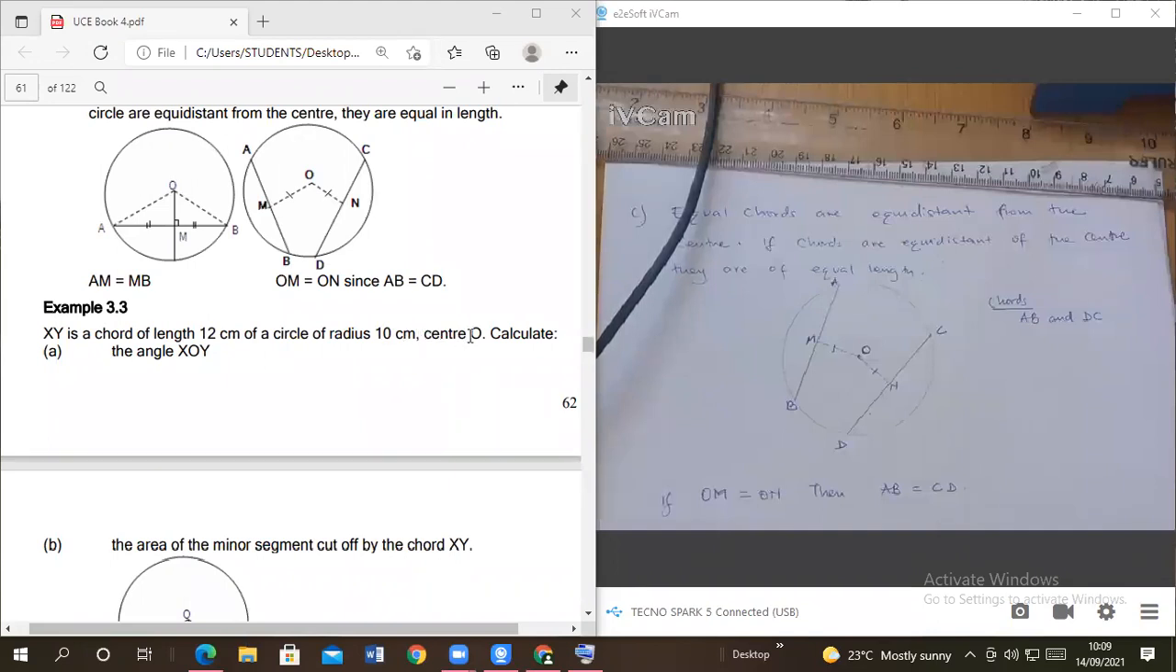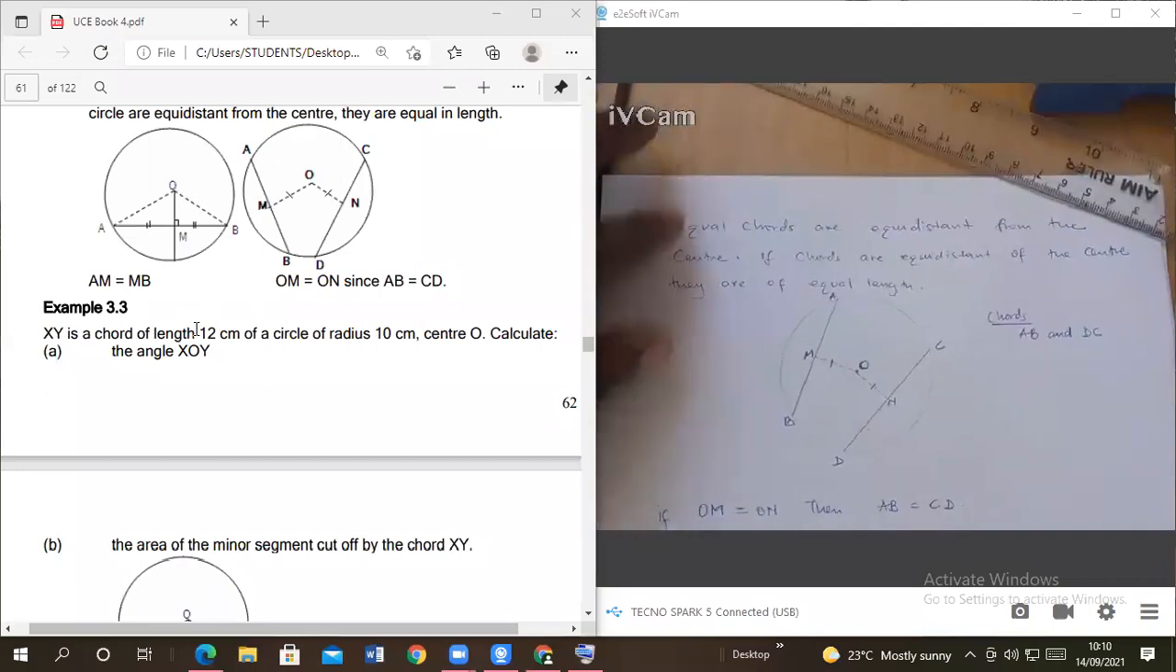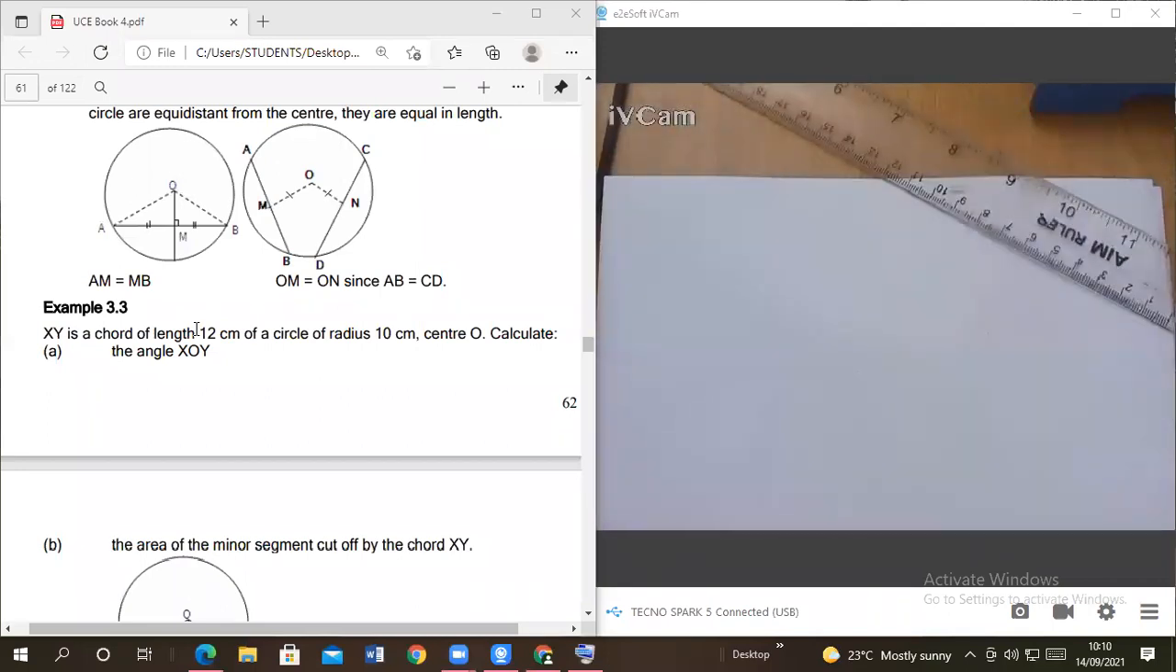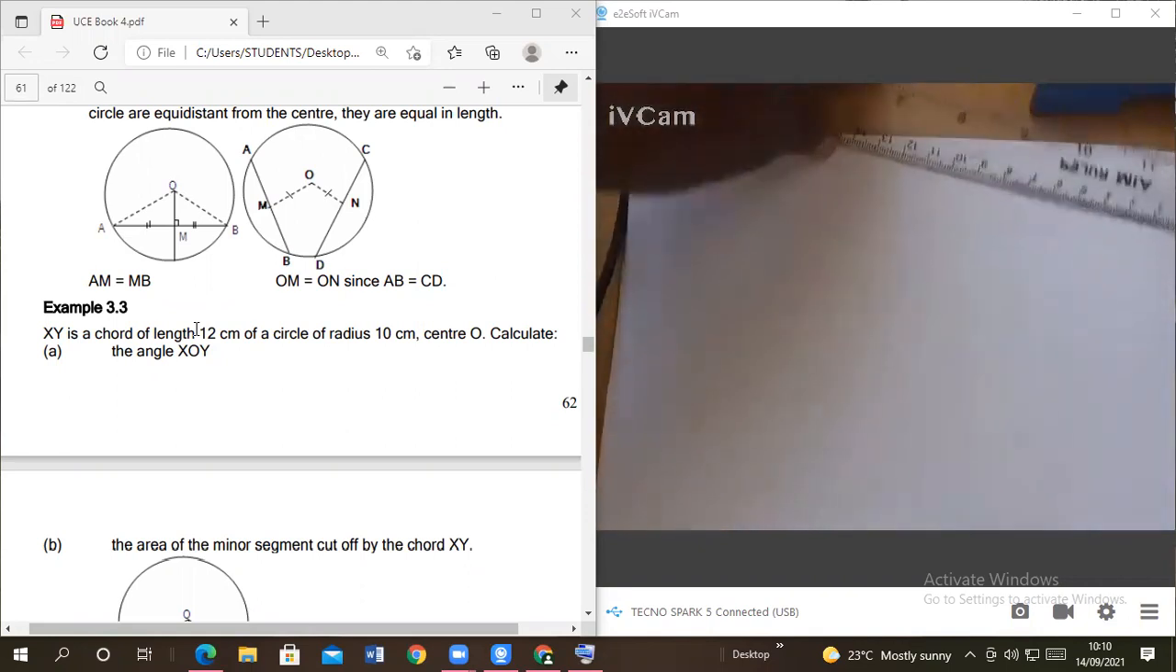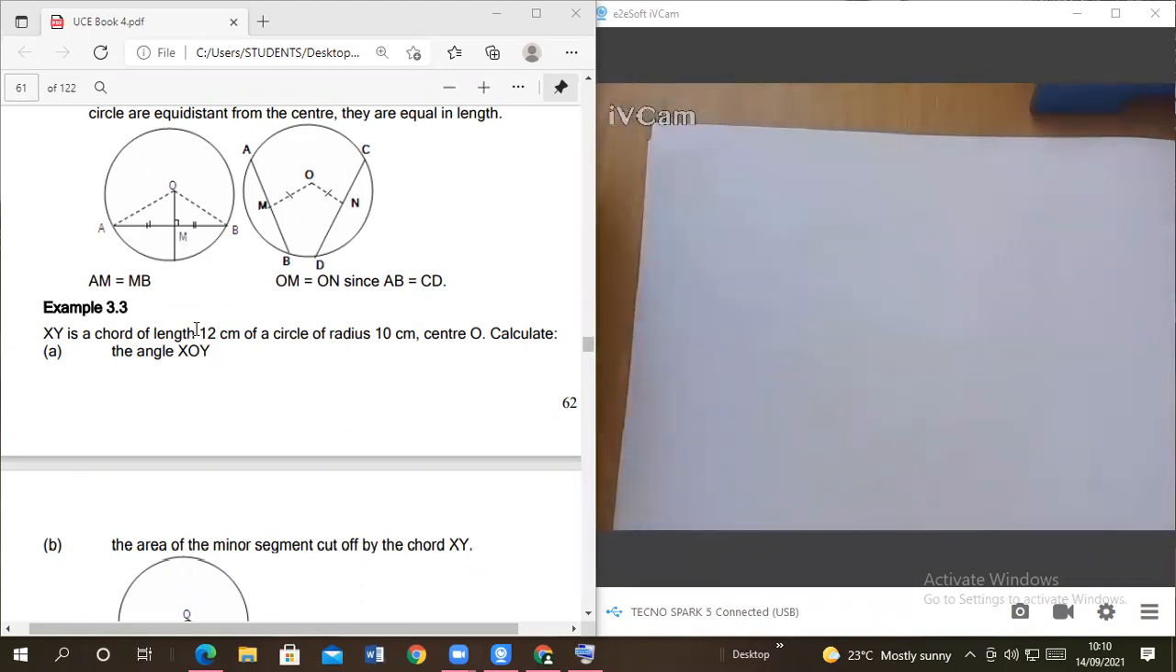Center O. So we have center O somewhere. Calculate part A, the angle XOY. This is the most interesting part, where we need to apply the rules or the properties of the chord. So without wasting time, you come and say, what is my solution?